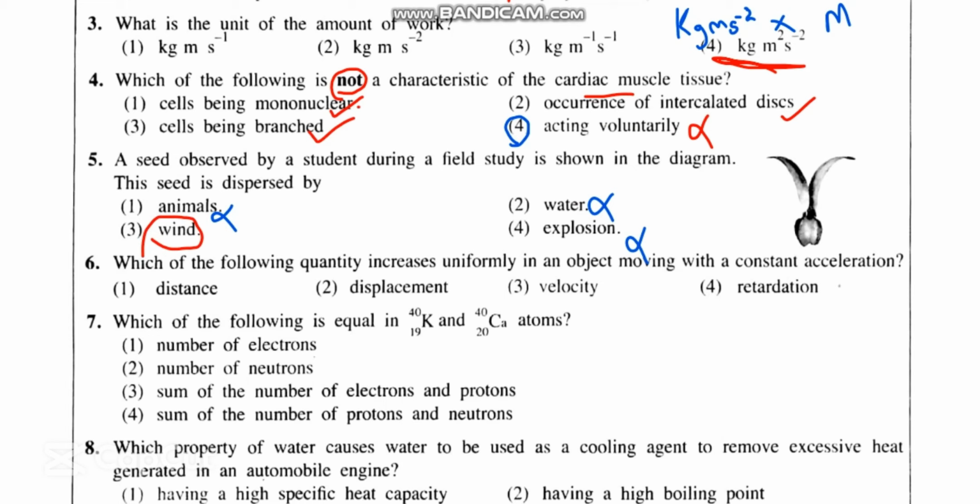Which of the following quantities increases uniformly in an object moving with a constant acceleration? Now when there is a constant acceleration, what increases uniformly? If the acceleration is constant, that means uniform acceleration is like this. In a velocity-time graph, constant acceleration is like this. So what increases uniformly? You can see that velocity is increasing uniformly in a constant acceleration.